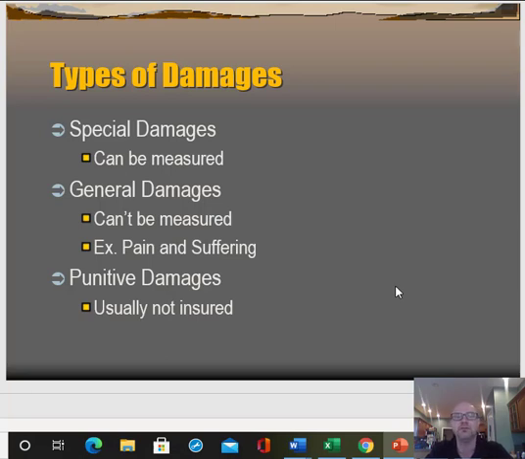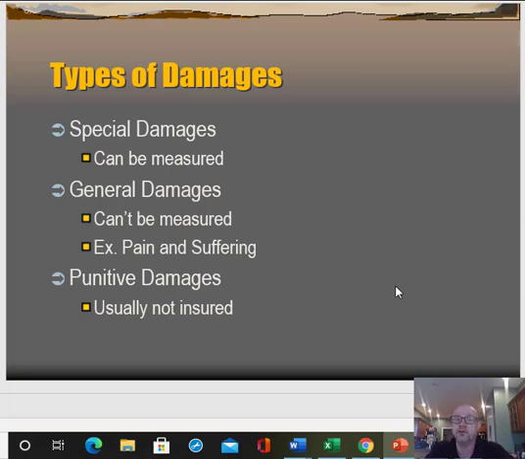Well, that's not something you can measure. Somebody is in excruciating pain on a chronic basis for the rest of their life. They're probably entitled to some type of compensation, but you can't really quantify that. And that's not an easy thing to do. That's going to come down to a jury trying to decide, well, how much money should we award this person for dealing with pain and suffering? And those are general damages specifically because you can't quantify them.